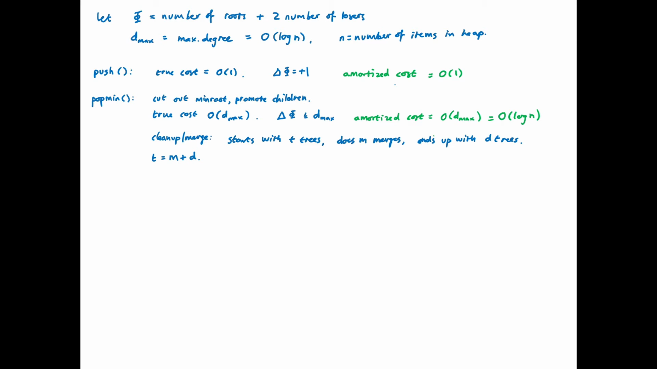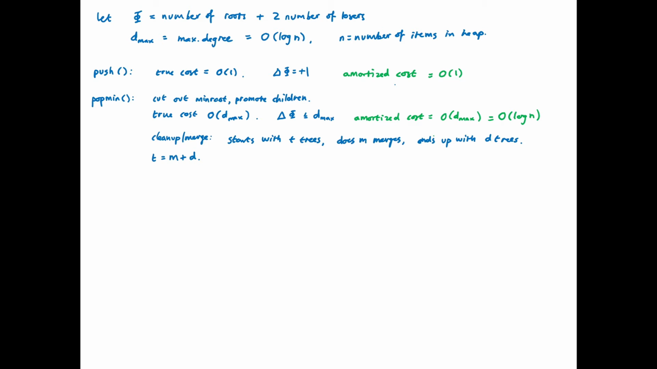If we think about what happens, let's suppose I started out with 5 trees. If I did one merge, I would end up with 4 trees. If I did 2 mergers, I'd end up with 3 trees. To think through why this equation is true, I don't need to worry about which trees are being merged. I'm just counting how many trees I have. Each merge I do decreases the number of trees by 1. Okay, so this tells me that T equals M plus D.